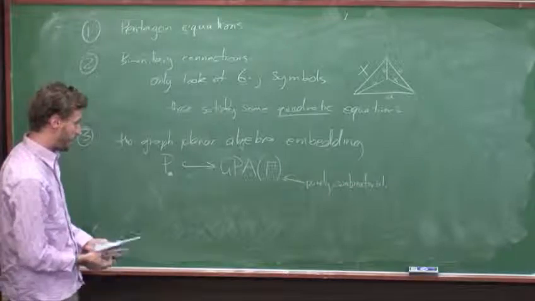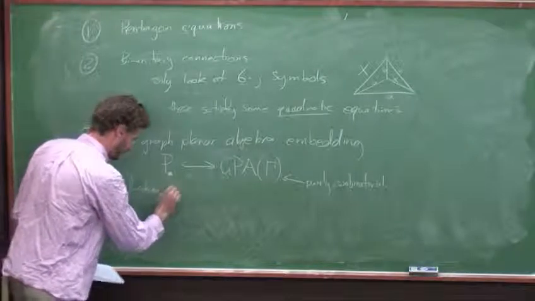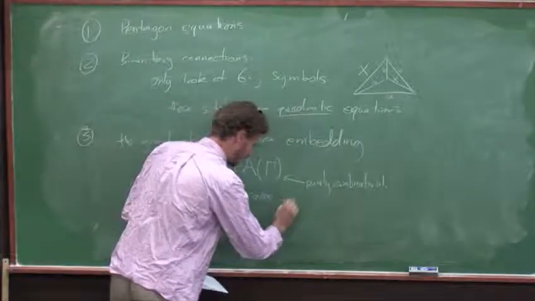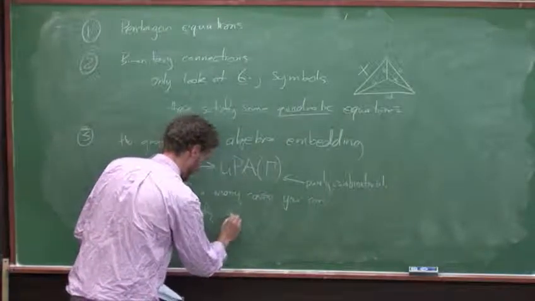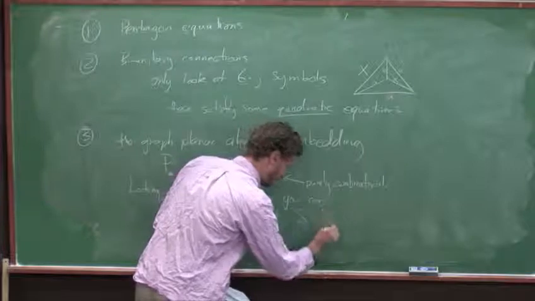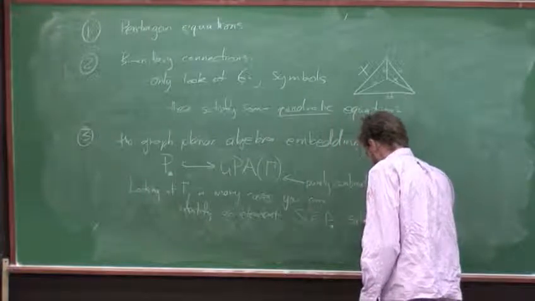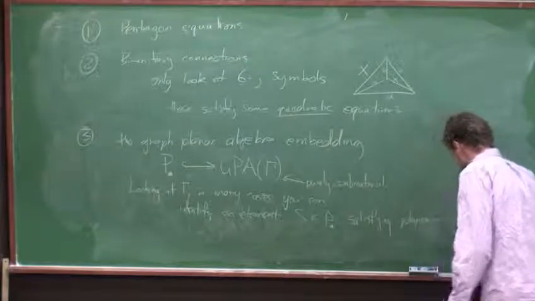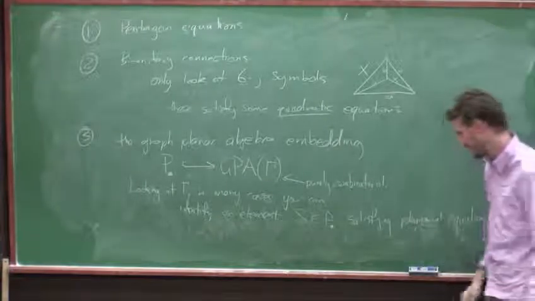Okay, so the thing you do with this embedding is that just looking at gamma, in many cases, you can identify an element, I guess we often call it S, that would have to exist in the planar algebra of your putative subfactor, satisfying certain polynomial equations, where by polynomial, I mean something a little bit funny. I mean that I'm allowing the multiplications here are sort of planar operations in this planar algebra.